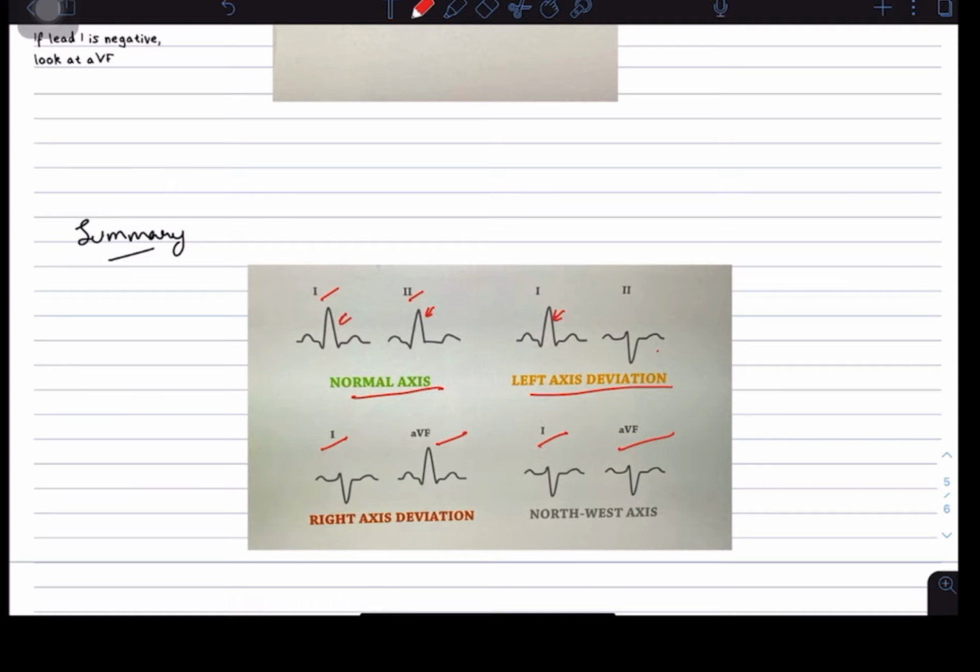And in the left axis deviation, this may indicate ventricular hypertrophy, left anterior fascicular block, or an old inferior STEMI. And in the case of the right axis deviation, it may indicate right ventricular hypertrophy, or left posterior fascicular block, or an old lateral STEMI.